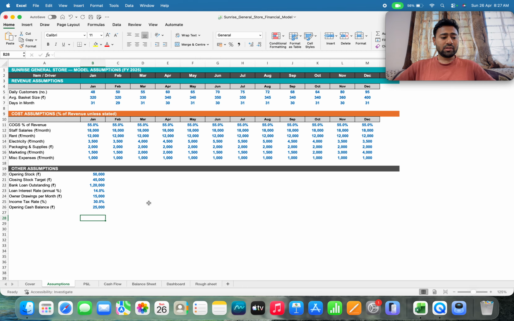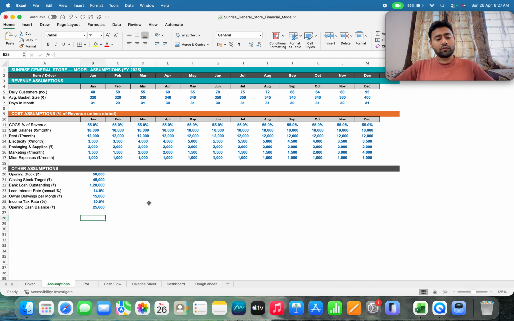As you can see, this model has six sheets. I will explain one by one. The cover sheet tells about the title page with basic business info and assumptions. This is the most important sheet where all our input data is kept. Then the P&L, the profit and loss statement, month by month; cash flow, showing how cash moves in and out every month; balance sheet, the financial position at year end; and a dashboard, a summary of key numbers. Now we will go through each one in detail. Let us start.